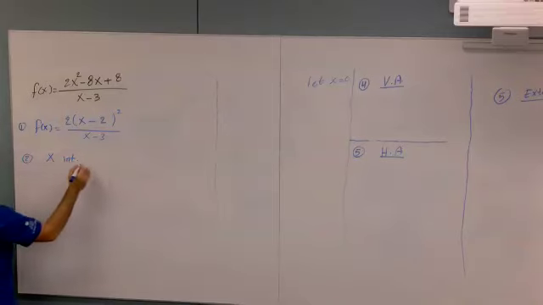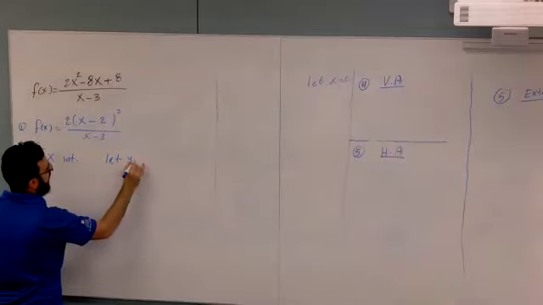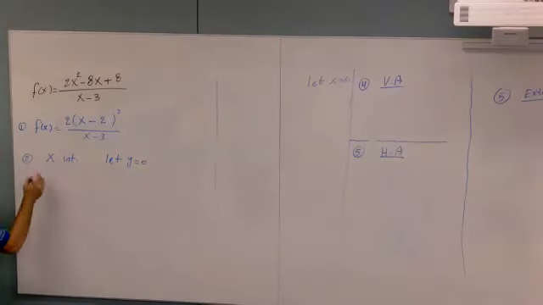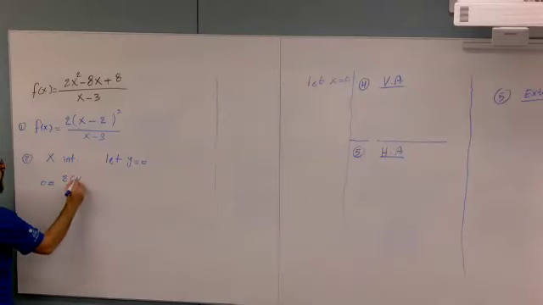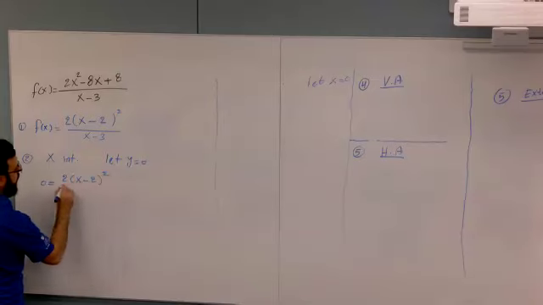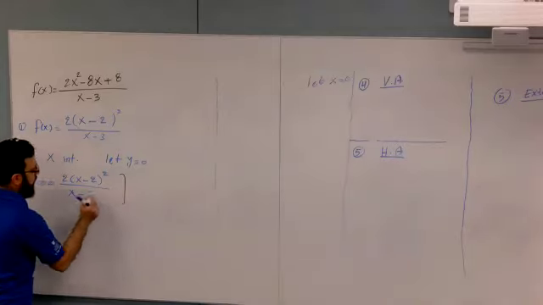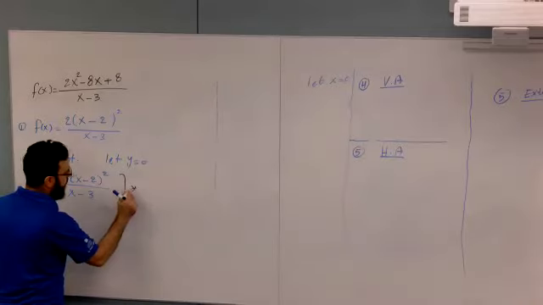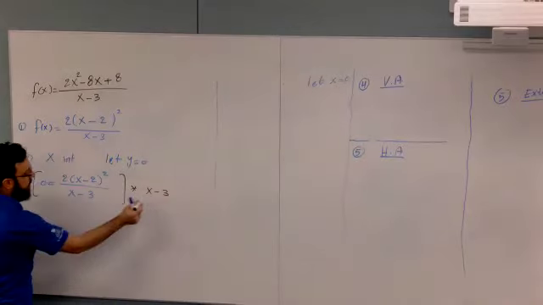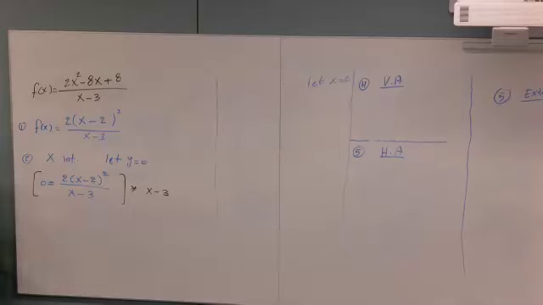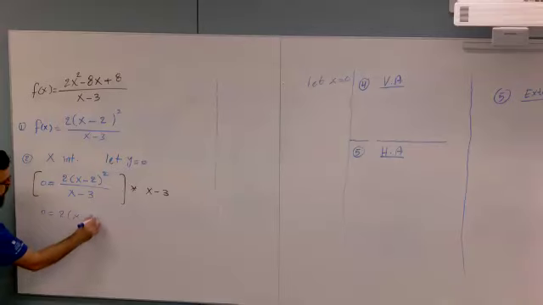Now step 2 is x-intercept. Let y equal 0. I'm gonna put 0 here. Next step, multiply everything by x minus 3. You multiply this one with x minus 3, it's gonna cancel. What's left? Equal to x minus 2 squared. So, okay, so far.